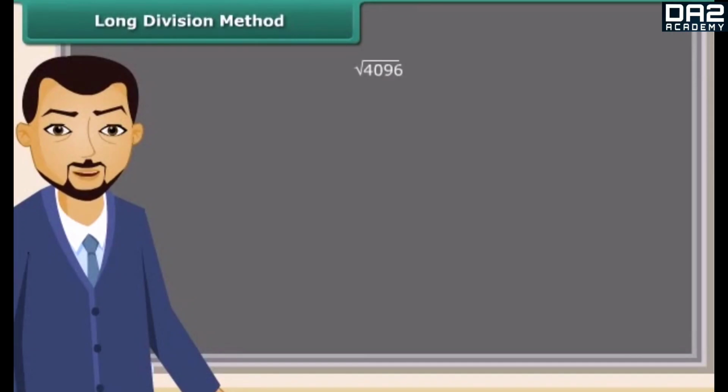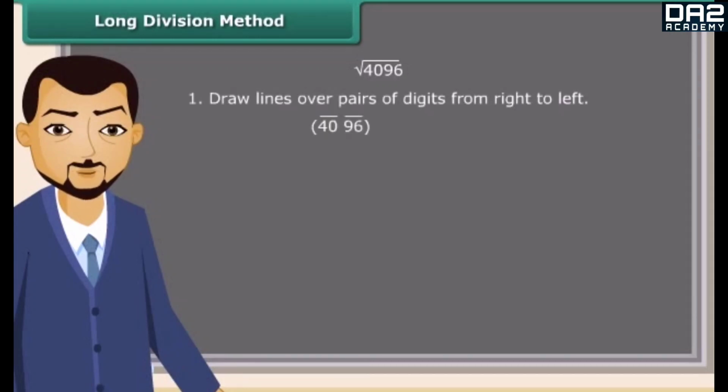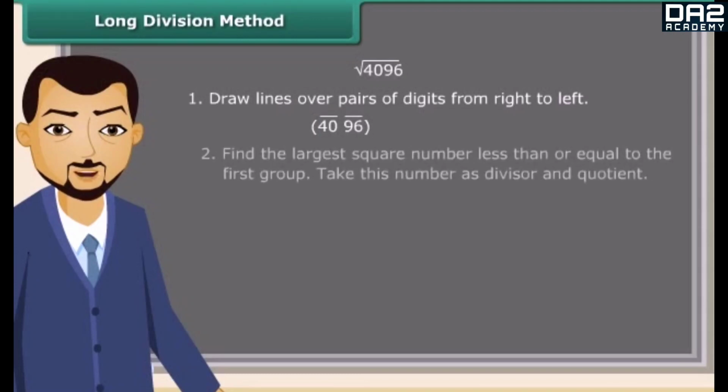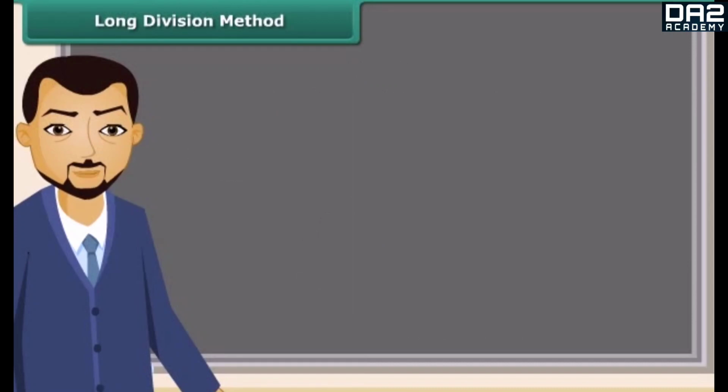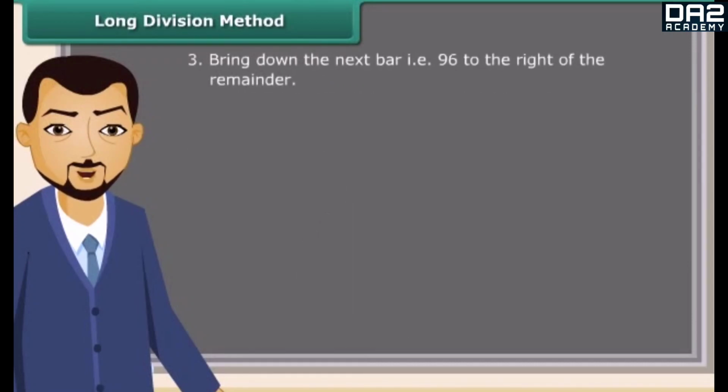For large numbers, the prime factorization method of finding square root becomes difficult. So we use the long division method. Let us look at the steps. First of all, draw lines over pairs of digits from right to left. Next, find the largest square number less than or equal to the first group, that is 40. Since 36 is less than 40, we take 6 as the divisor and 6 as the quotient. Now subtract 36 from 39. After that, bring down the next bar, that is 96, to the right of the remainder.